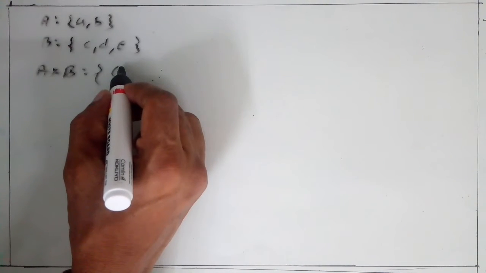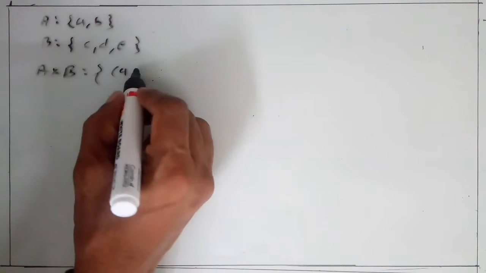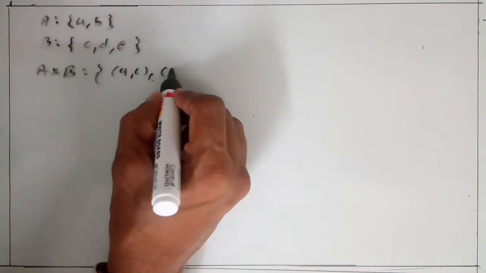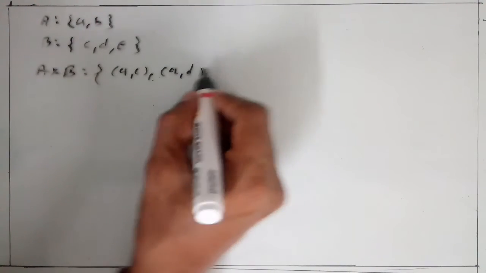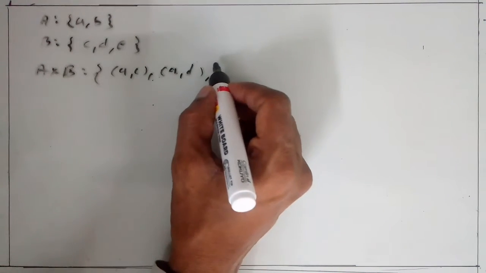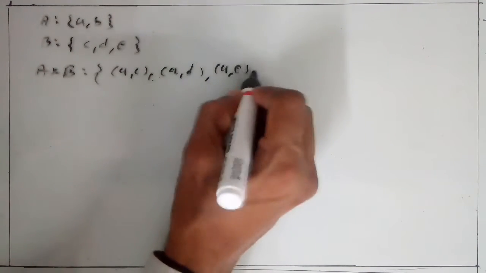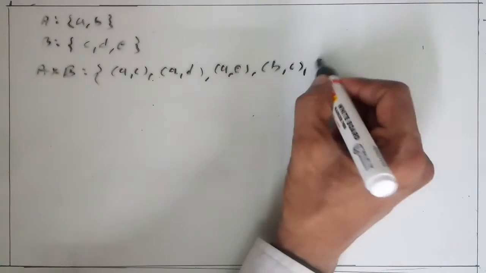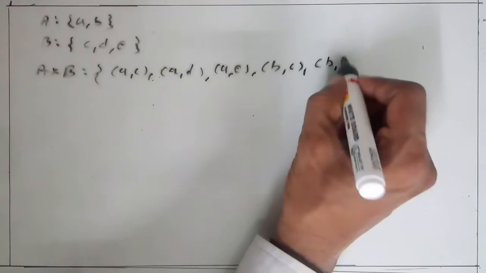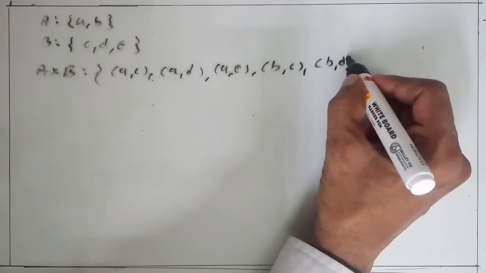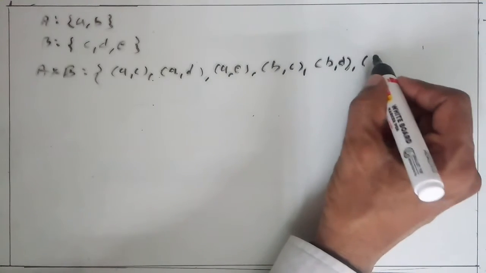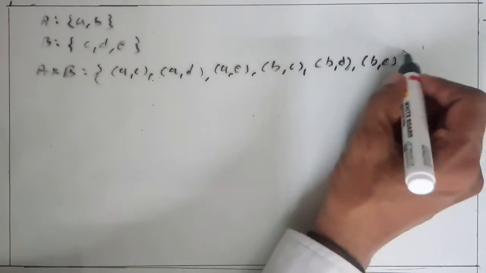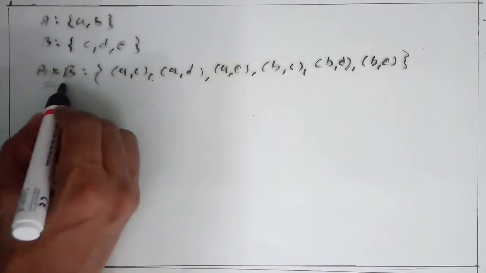So here we create all ordered pairs. Start with A: (A, C), (A, D), similarly (A, E). Now with B: (B, C), (B, D) and (B, E). Clear? So this is a cross product.